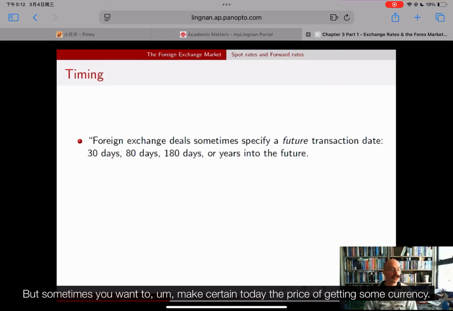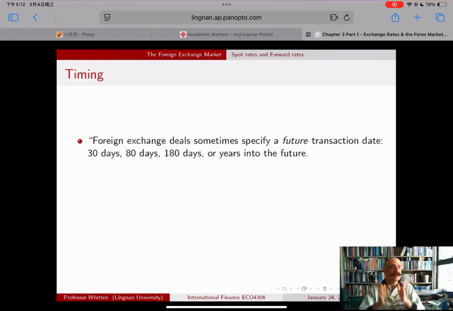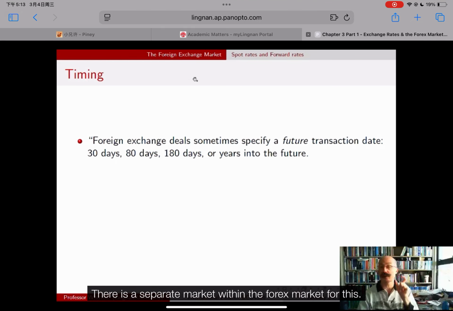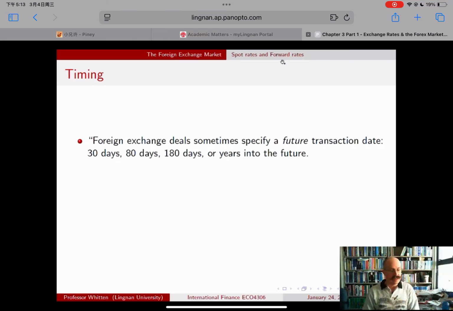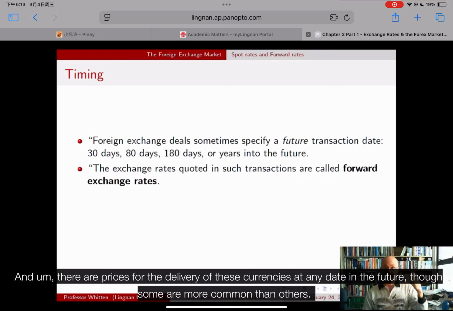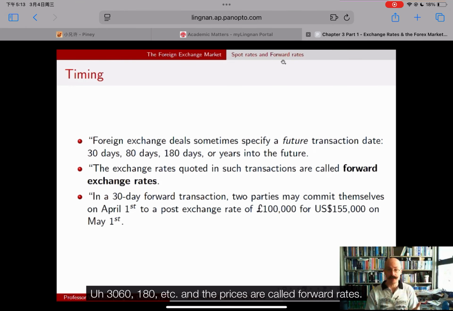But sometimes you want to make certain today the price of getting some currency, and you want this currency not now, but later. There is a separate market within the Forex market for this. It is called the forward market, forward in the future. And there are prices for the delivery of these currencies at any date in the future, though some are more common than others, 30, 60, 180, etc. And the prices are called forward rates.